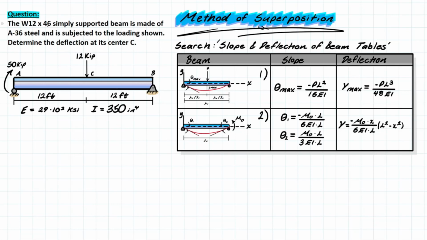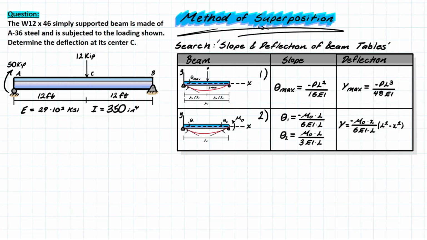We have a W12 by 46 made of A36 steel. So for the steel, we got the modulus of elasticity, and we have the inertia value for the member, and it wants us to find the deflection at C. So we have two different loads here. We have a moment applied at the end, and we have the point load at the center. And we just need to go through each of these individual loading cases and superimpose them together, cumulatively add them, and figure out what the deflection is at this point.